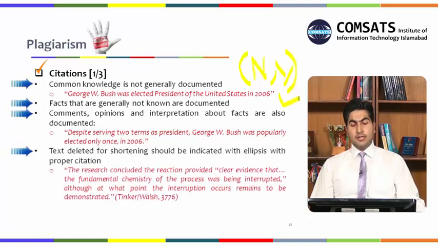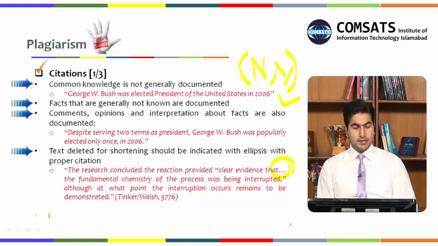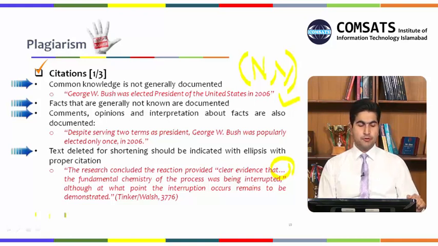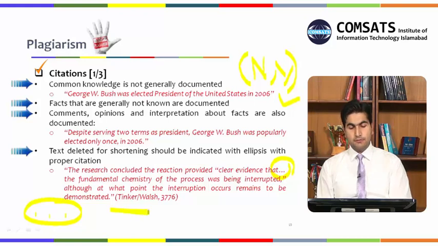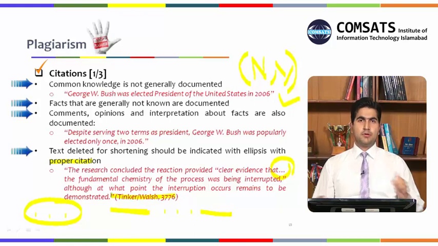Text deleted for shortening should be indicated with ellipses with proper citations. So this is also something commonly done within your writing. This is basically ellipses being used. I'm referring to these 3 dots. Hopefully these are visible on your screen as well. I have drawn these 3 dots. Whenever you are writing, if you want to avoid a long sentence, you simply place these 3 dots and then you sum it all up to make a sentence short. So the use of the ellipsis is also used, but it should be done alongside proper citation, just the way this one is.